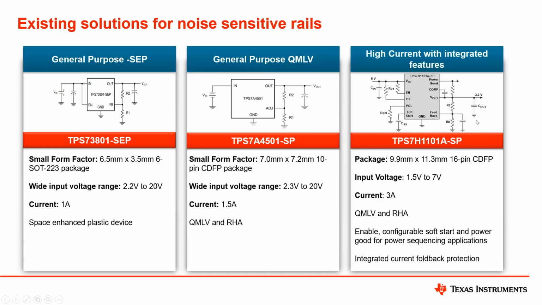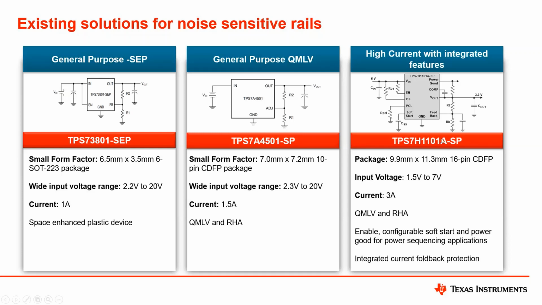And then our last device in our linear regulator portfolio that you're able to leverage is the TPS7H1101A. This device is a high current LDO, up to 3 amps. This is our highest current LDO in the portfolio today. It's a larger package than its general purpose counterpart, but the idea here is that there are a lot of integrated features with this specific LDO as well.